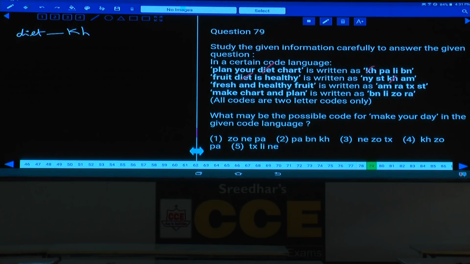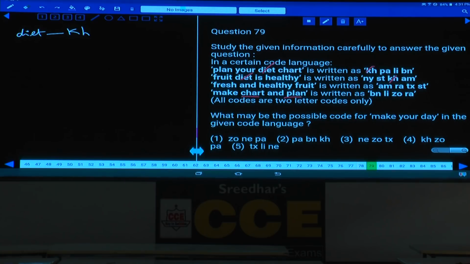Then compare the first and the third. Plan your chart here, fresh and healthy fruit. There is no word which is common. Again the first and the fourth. Plan and chart are the two words common between the first and the fourth. Hence, the codes for these two will be BN and LI, LI and BN in any order.